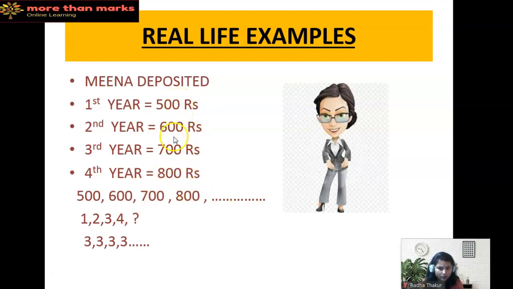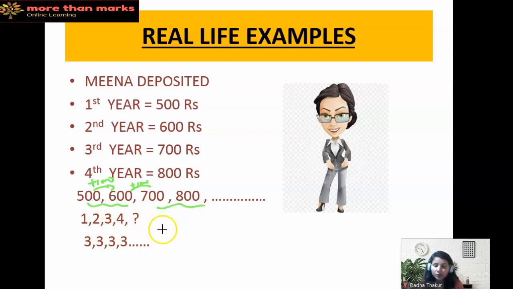So let's observe this pattern again. In this pattern, you are getting the next term by adding 100. In the first year you saved 500, then in the next year you save 100 rupees more than the previous year, right? Similarly, for every year you are saving 100 rupees more. So this is also an AP series, right?